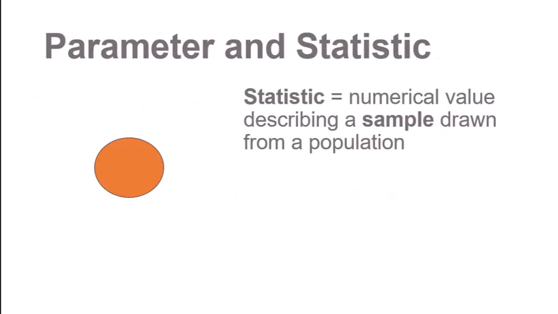This is to contrast with a statistic, which is also a numerical value describing a group, but this is describing the sample. So if we look at the 100 pine trees that were actually measured in the study, the average diameter of those pine trees would be our statistic.